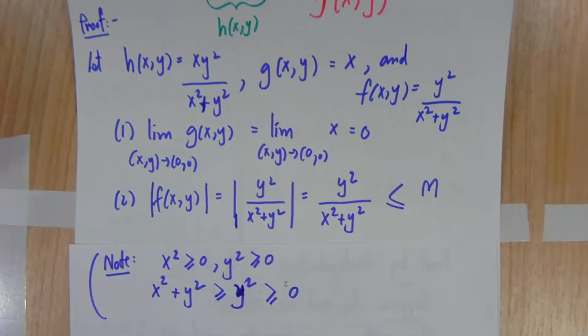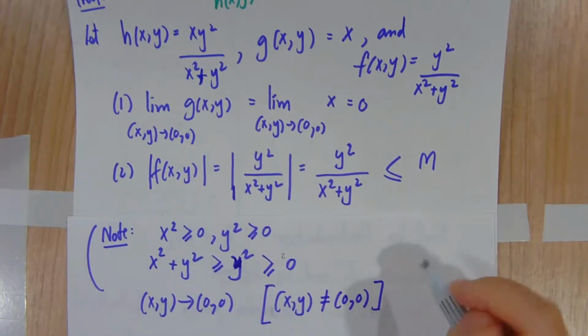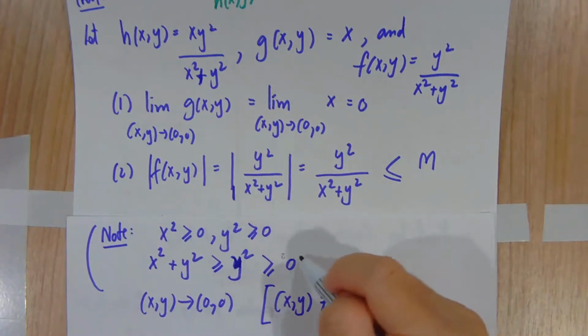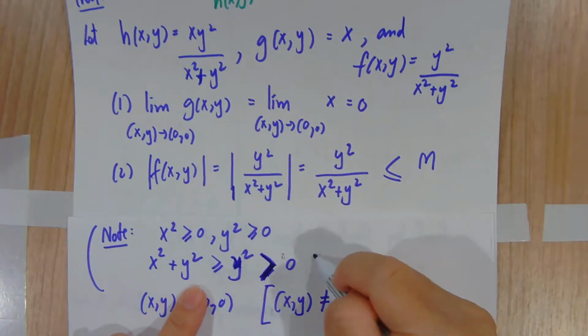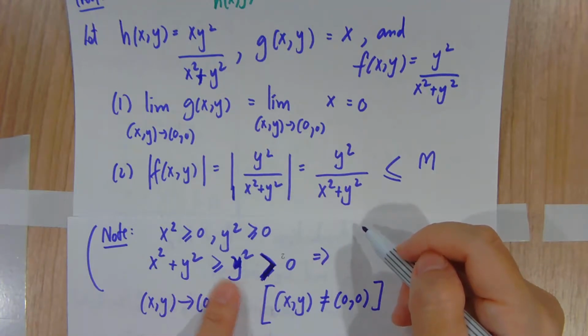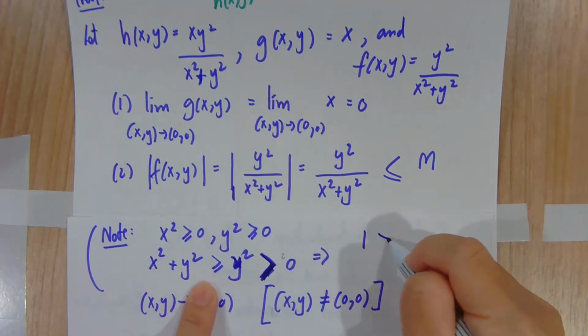And when we would like to find the limit as it approaches 0, 0, one thing we have to make sure is that x and y are not equal to 0 at the same time. So this is also greater than 0, right? So we can divide. If we divide by x squared plus y squared, you get this.